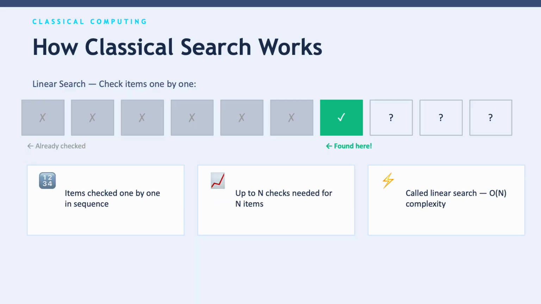A classical computer, the kind of computer you use every day, searches through data by checking items one at a time. It starts at the beginning of the list, looks at the first item and asks, is this the one I'm looking for? If yes, great. If no, it moves to the next one and checks again.